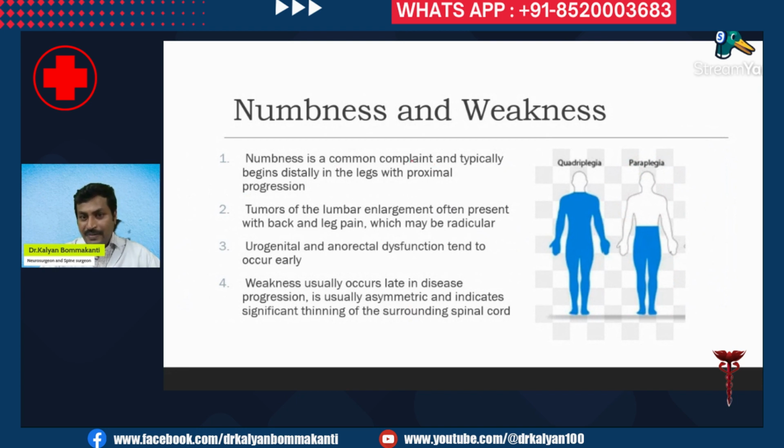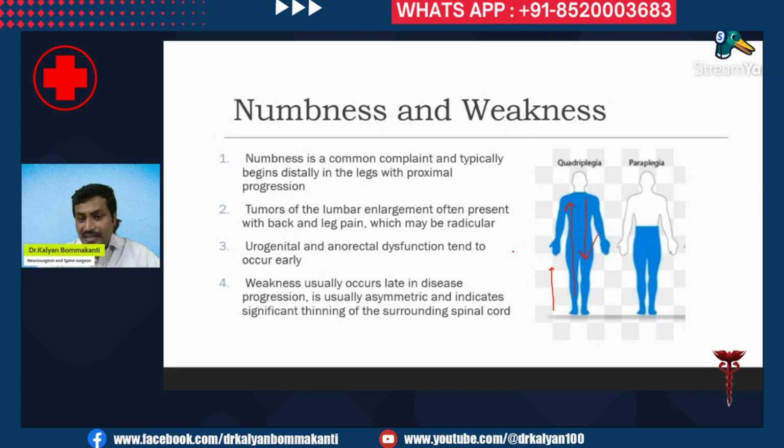Numbness is a common complaint and it typically begins distally in the legs and progresses proximally. That is, this is the direction in which the numbness progresses. Initially, the patient will have numbness in the legs and it slowly goes up. Whereas weakness is more common in the upper limbs, hands, and then it's less common in the lower limbs. So can you see the difference? The sensory loss is more in the legs, whereas the weakness is more in the hands.